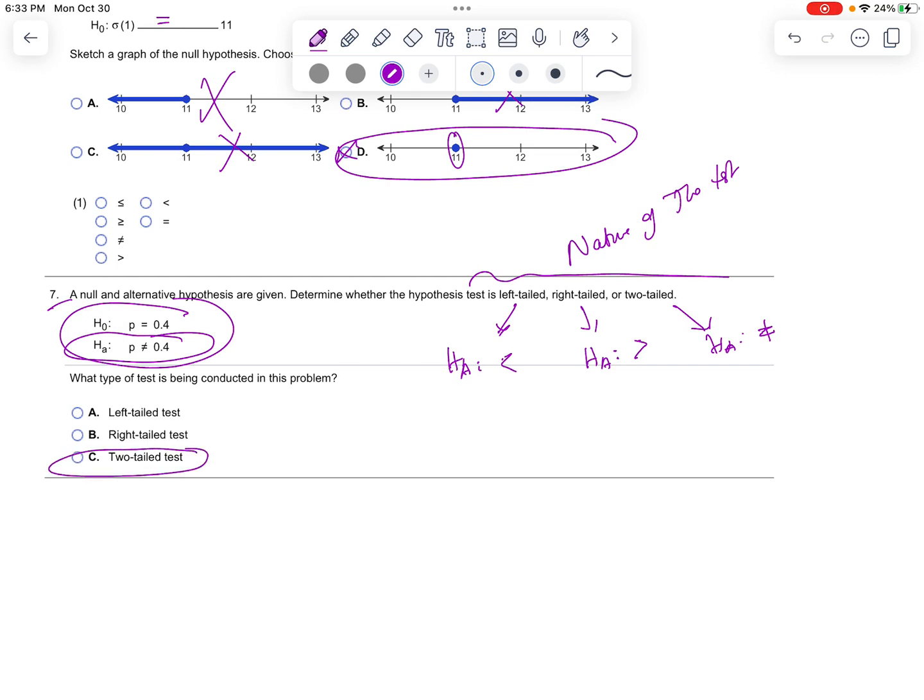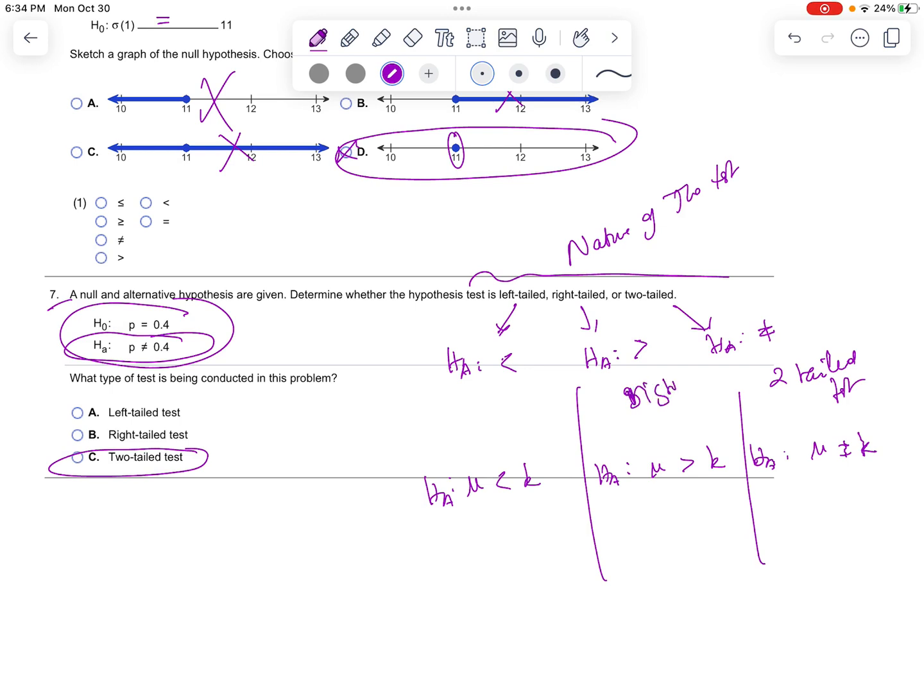The nature of your test: you always look at the alternative. The alternative is what gives you the nature of the test, whether you have mu less than some value, mu greater than some value, or mu different than some value. So this is a two-tail test here. This is a right-tail test. And this is a left-tail test. This is how it works. As simple as that.